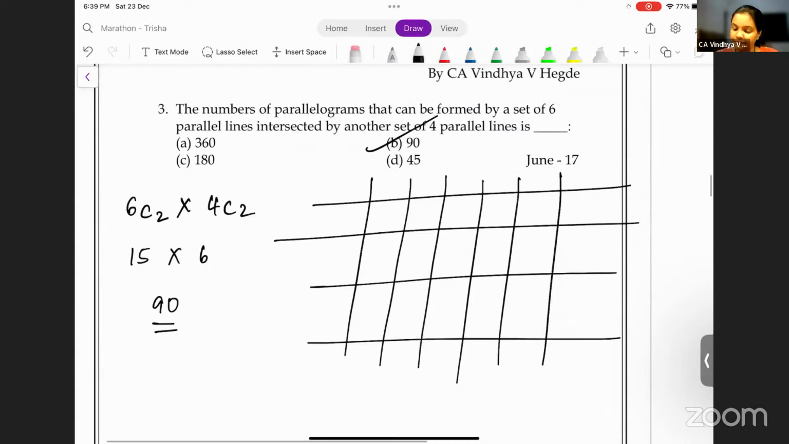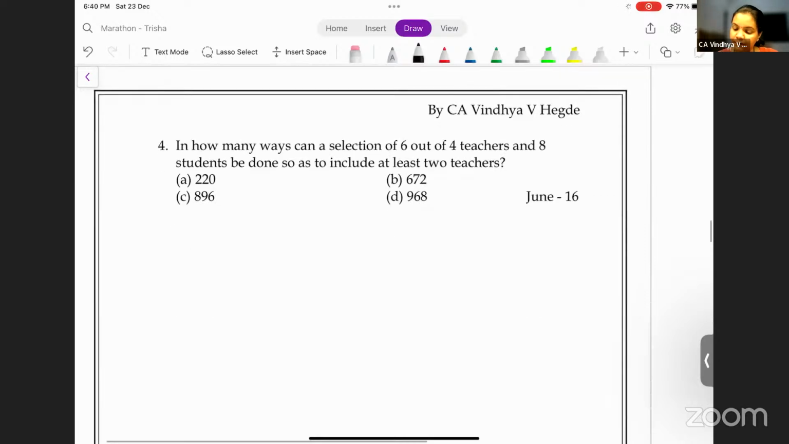All right. Next one. In how many ways can a selection of 6 out of 4 teachers and 8 students be done so as to include at least 2 teachers? At least 2 means minimum 2. Minimum 2, 3 or 4.